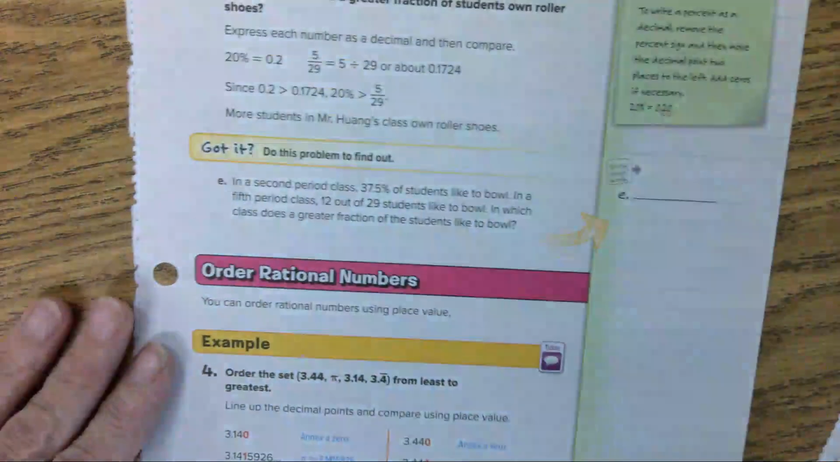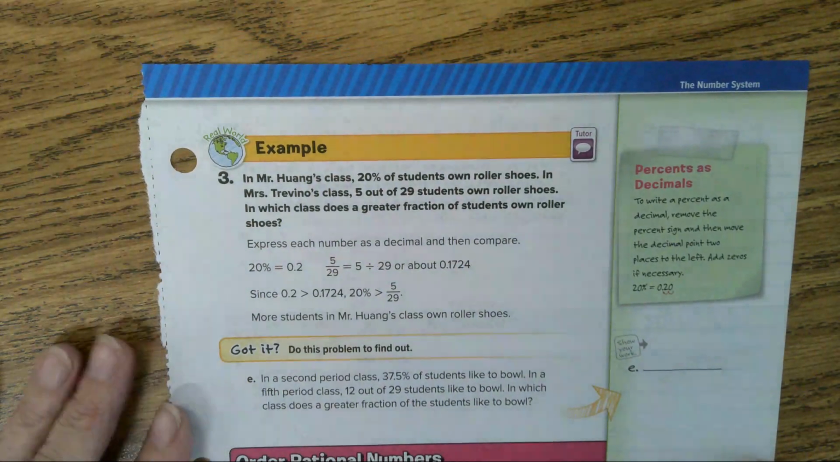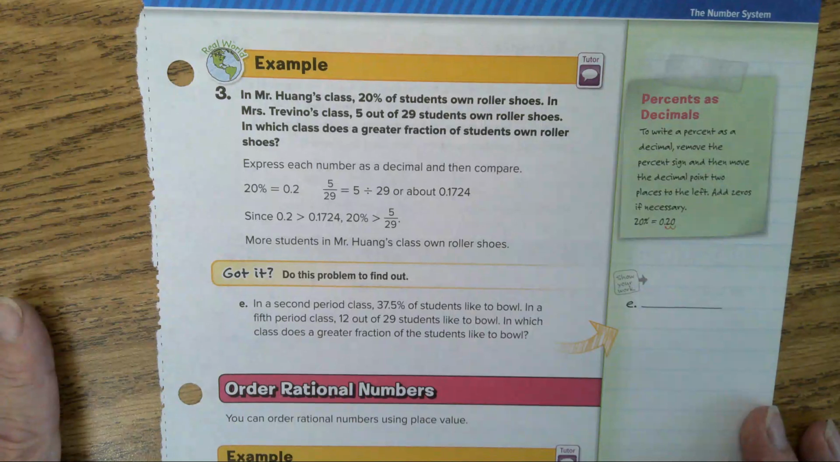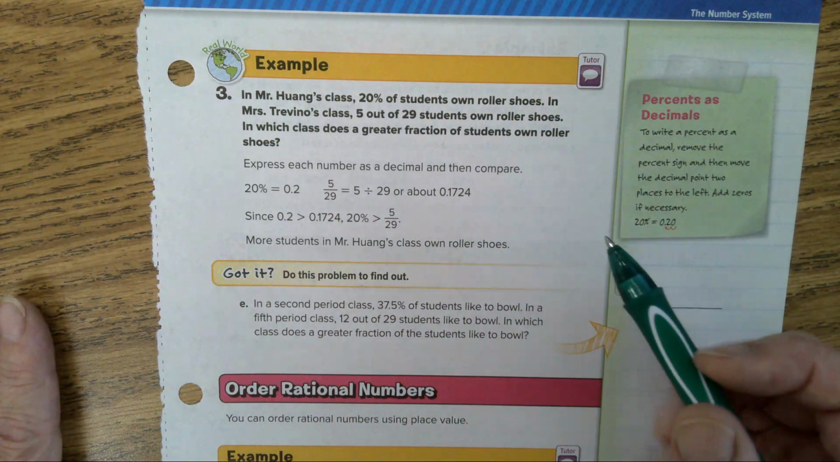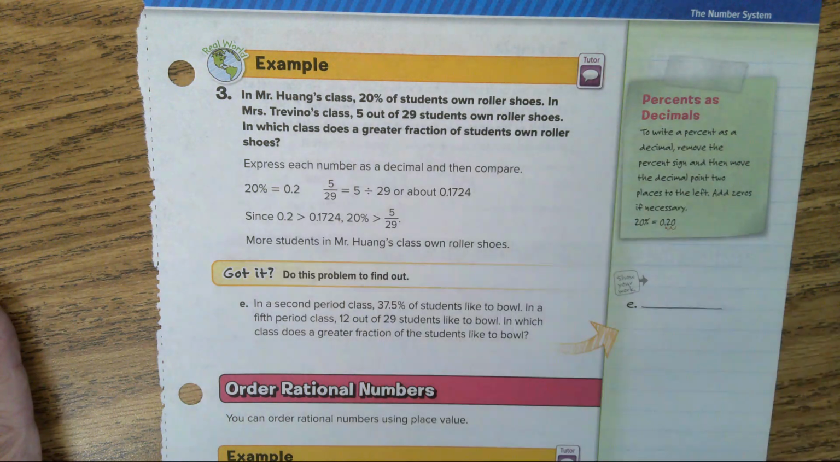On page 273, in Mr. Hung's class, 20% of the students own roller shoes. In Mrs. Trevino's class, 5 out of 29 students own roller shoes. In which class does a greater fraction of students own roller shoes?